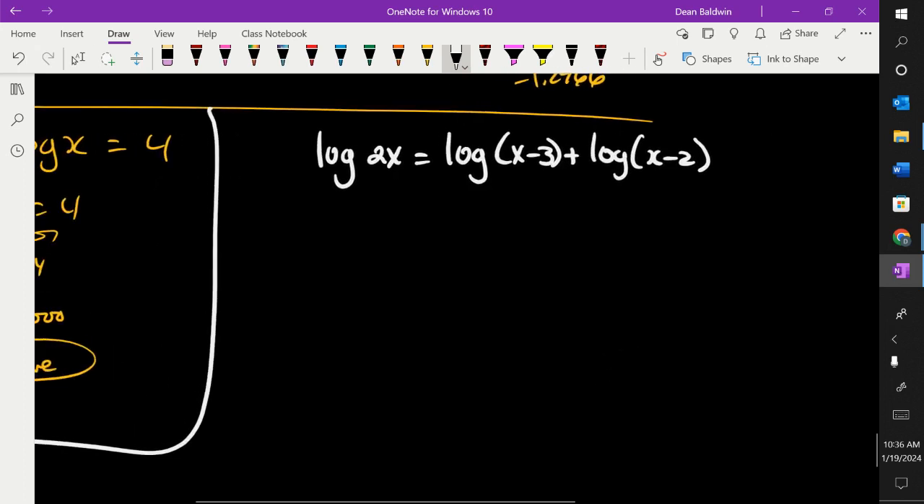Log equals a log equals a log equals a log. Blah, blah, blah. All right, we've got to solve for x.